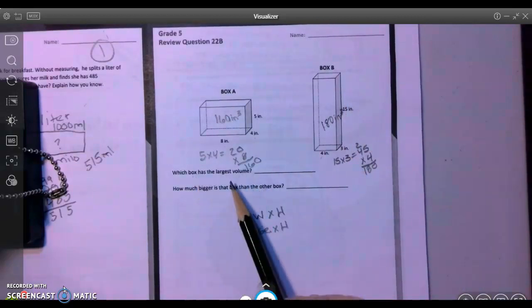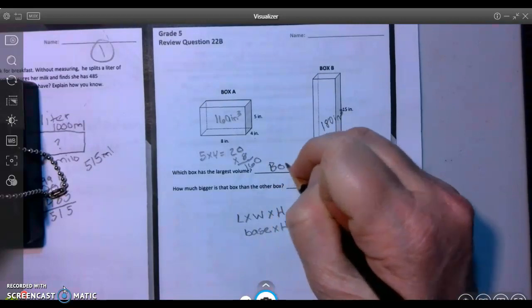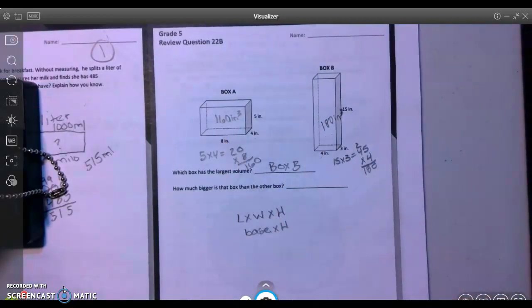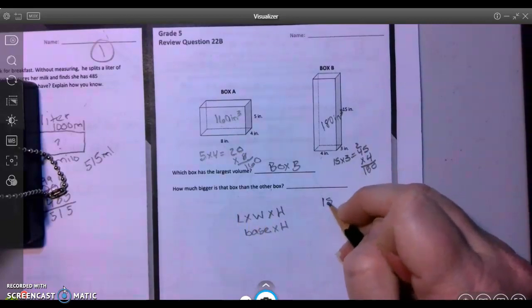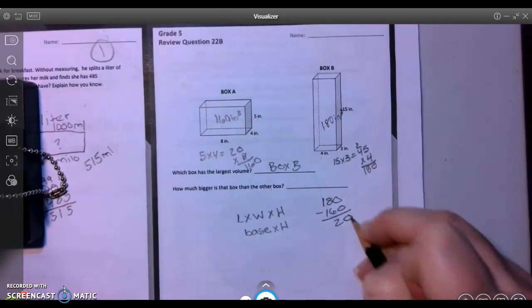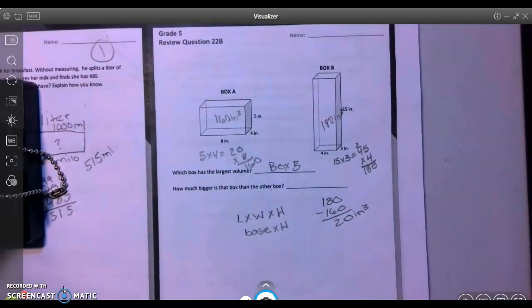So it says, which box has the larger volume? Well, it would be box B, because 180 is bigger than 160. Then it says, how much bigger is that box than the other box? Well, I would take 180 minus 160 and get 20 inches cubed as a difference.